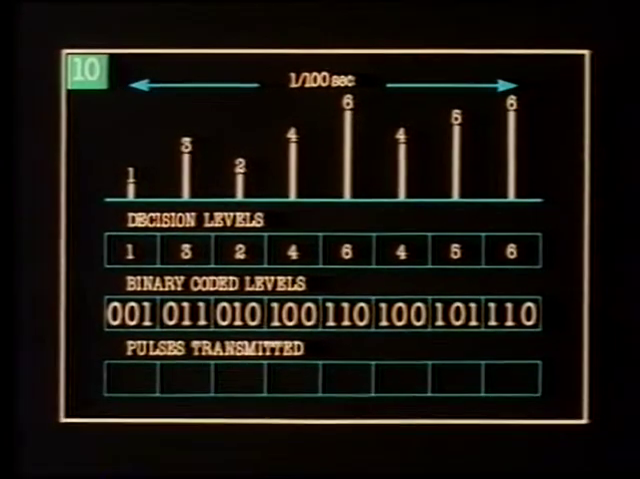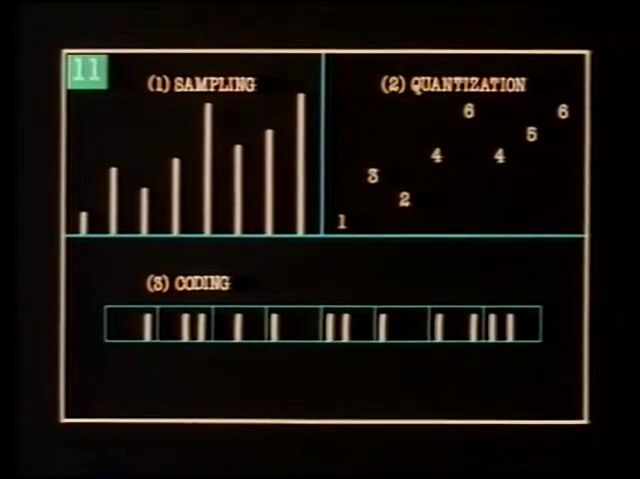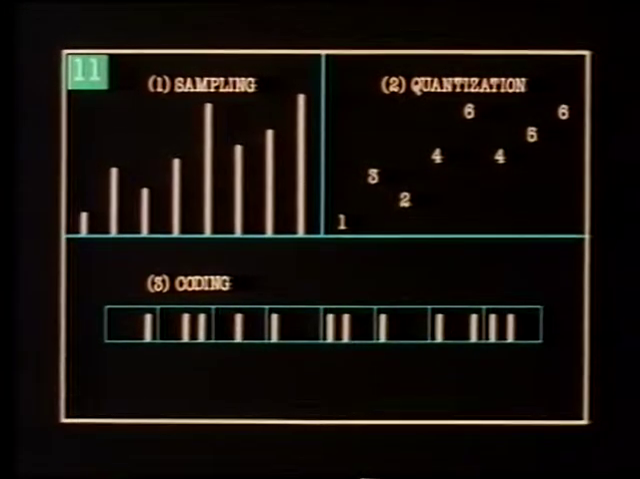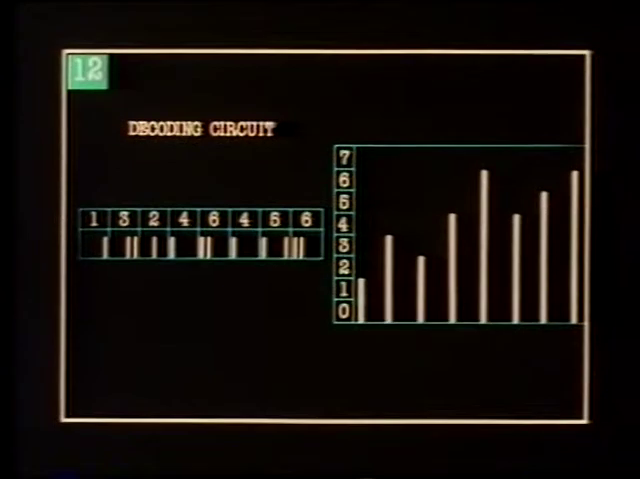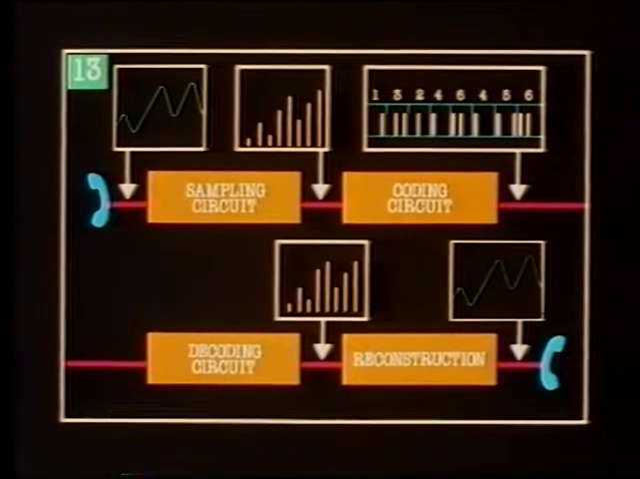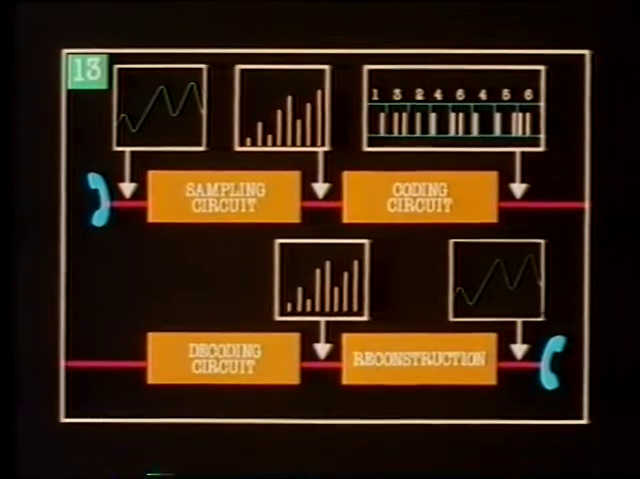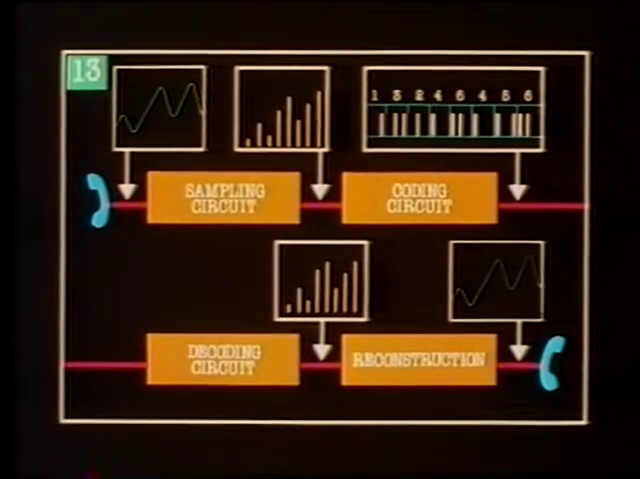Before transmission, the signal has gone through three basic processes: sampling, quantization, which is the correct term for the measurement of pulse heights, and coding. A stream of pulses travels down the line to the far end, where the process is reversed before the speech can be reconstructed. A decoding circuit takes in the succession of pulses and turns them back into speech. The system looks like this. This method of speech communication is known as pulse code modulation, PCM.